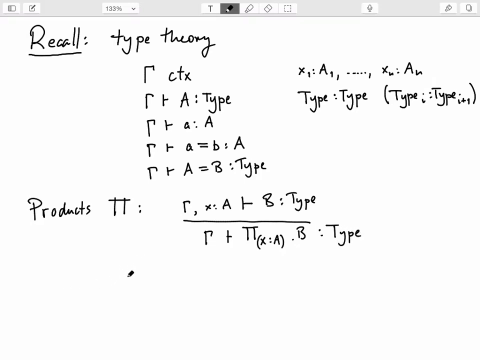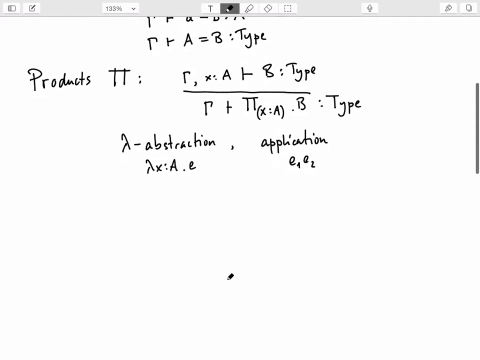Then we have the introduction form, which is lambda abstraction, and I'm not going to write down the rule, unless you force me to. Then there is application. So you'd write this as lambda x:A. e, and application e1 applied to e2 with the expected rules. And then there are equations governing this, which are the beta, and I also generally want to consider the eta rules. Okay, so products with betas.